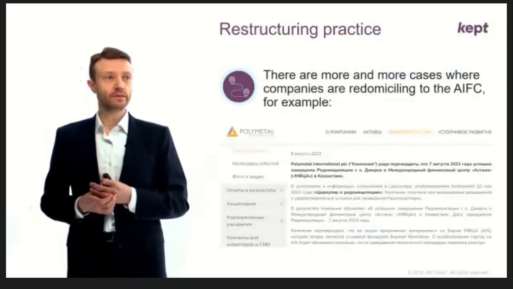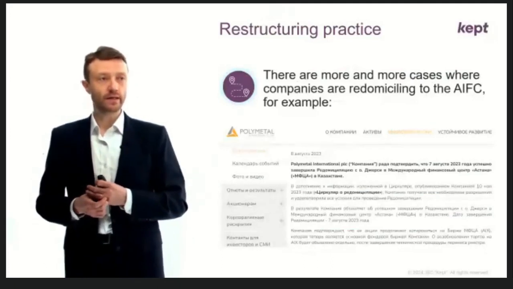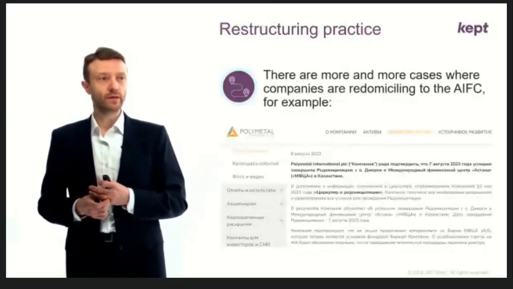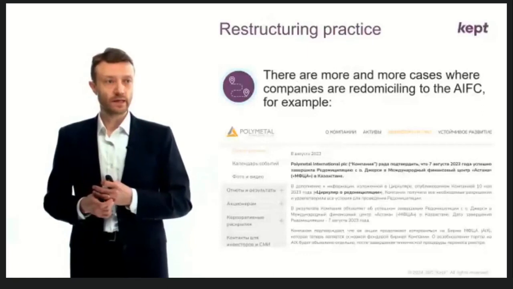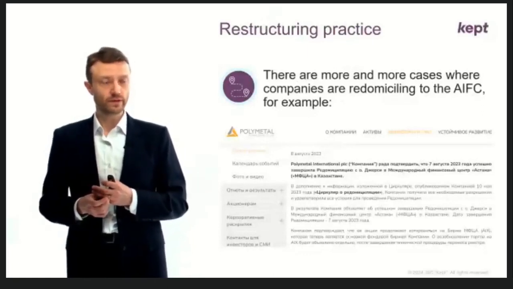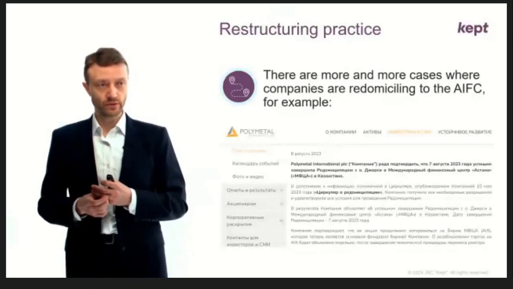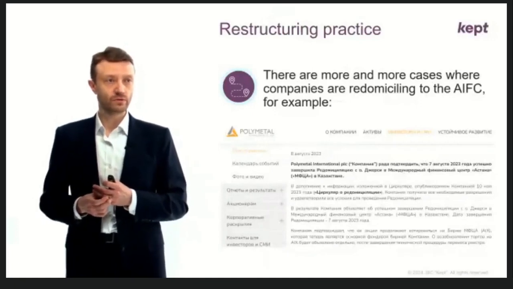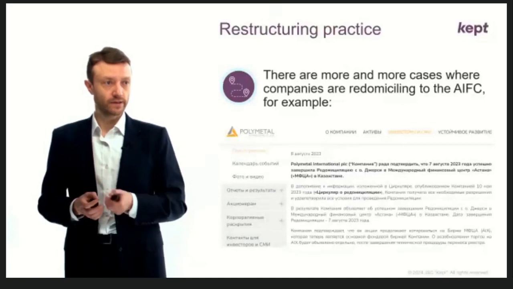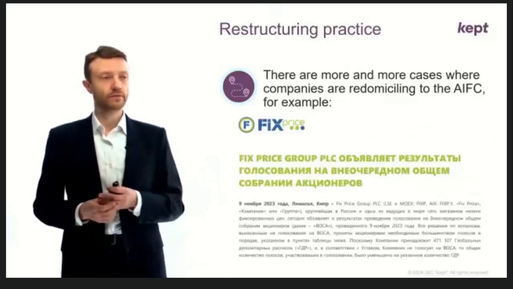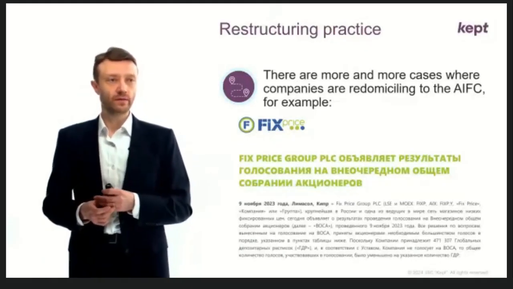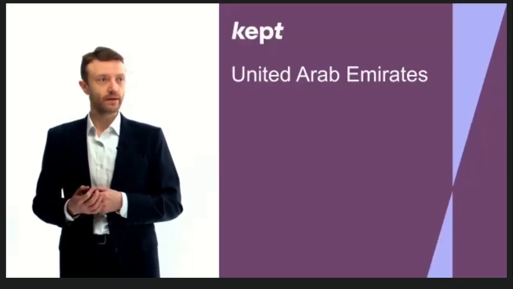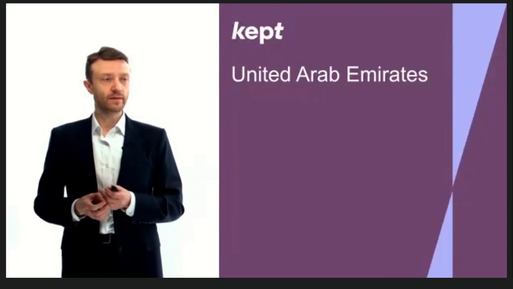Last but not least here is restructuring practice, and we see more and more cases where companies decide to move to the Astana International Financial Center. One example is Polymetal, a company that has publicly announced that it is going to redomicile from Jersey to Kazakhstan, to the Astana International Financial Center. Another example is Fixed Price, where the holding company in Cyprus decided to redomicile into the Astana International Financial Center. Okay, so this is it about Kazakhstan.